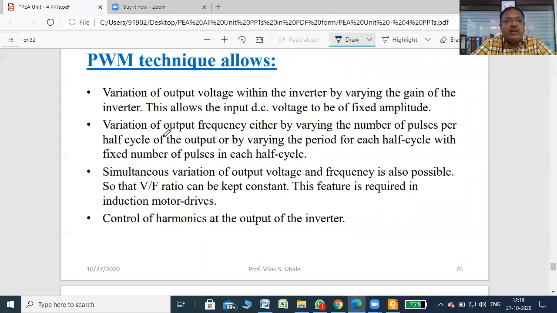Simultaneous variation of output voltage and frequency is also possible so that the V to F ratio can be kept constant. This feature is required in induction motor drives. So in an induction motor drive, as your frequency increases, the voltage should also increase so that you can control the speed of the motor. When frequency decreases, the output voltage should also decrease. Then you can control the speed of the motor. Then control of harmonics at the output of the inverter is also possible.